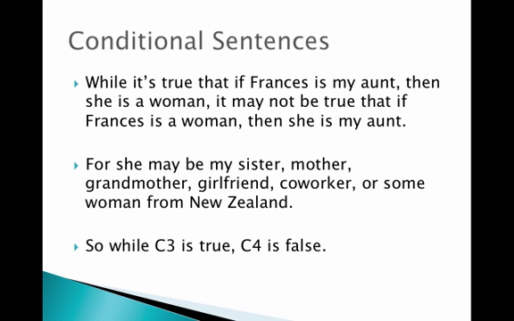So being a woman doesn't mean that that person is your aunt. But if a person is your aunt, that means that person is a woman. So C3 is true and C4 is false. So that is why you can't just flip them around like that.